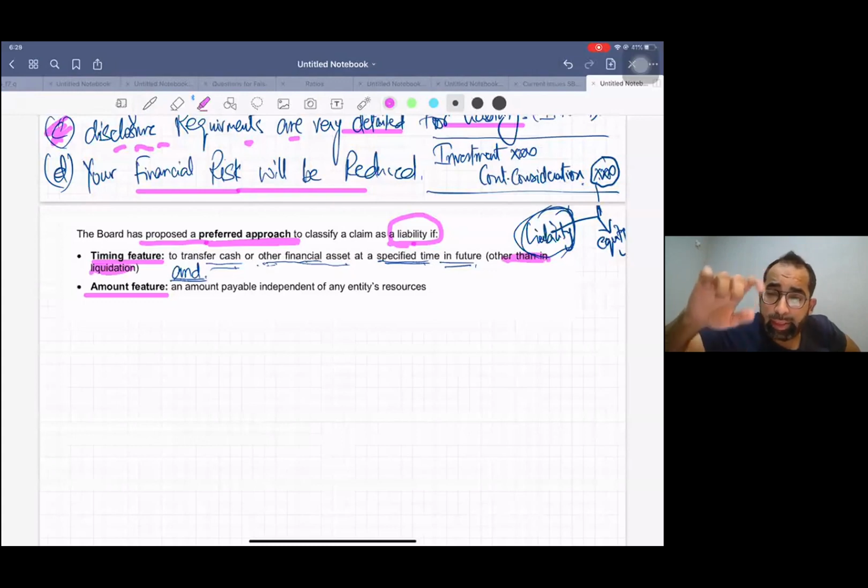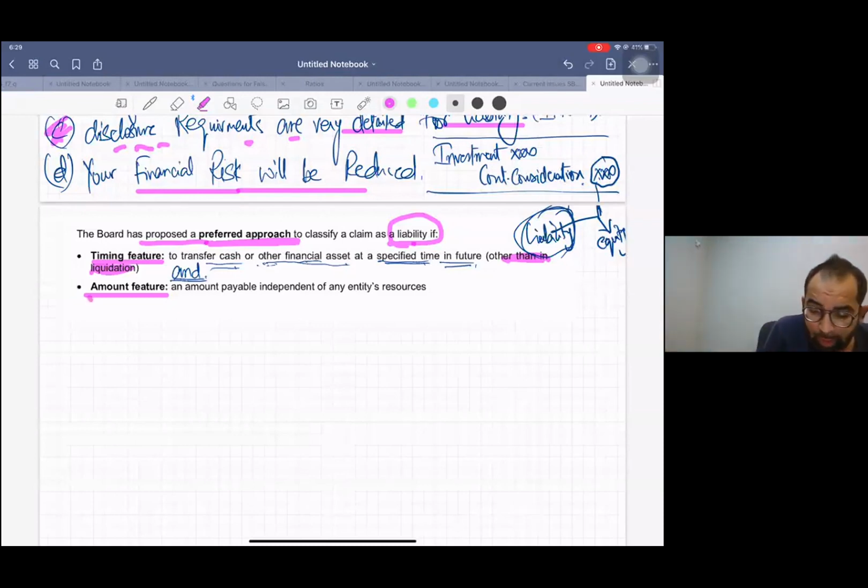If it is written that at the time of liquidation you are paying, then it's not a financial liability, because at the time of liquidation you also return money to equity holders. So in this way you will mix it with equity. So what the IASB is planning, the timing feature, is that there should be a fixed time when you are going to transfer cash or a financial asset. This is the first feature they are going to launch.